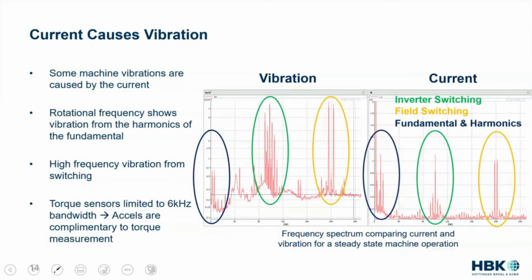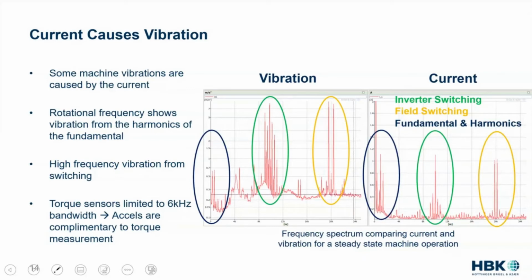And if I take vibration and current from a steady state operation of a machine, I think we were operating at 3K RPM, we can see highlighted in the blue, we've got some harmonics from our fundamental. So these might be referred to as orders. So we have some orders coming from the fundamental. And the current and the vibration don't have all of the same peaks, but the peaks in vibration are really closely related to the peaks in current.